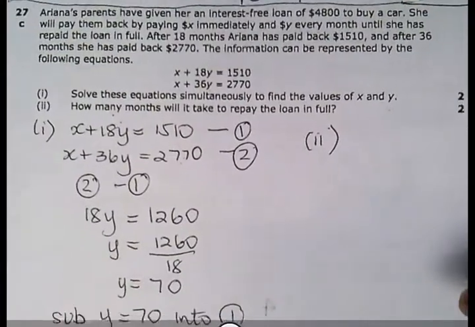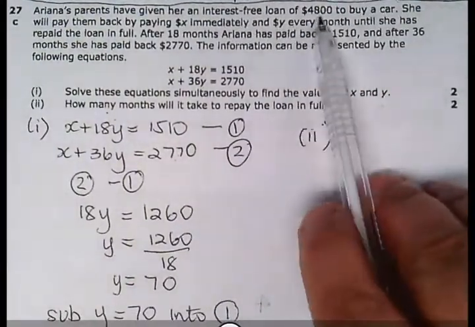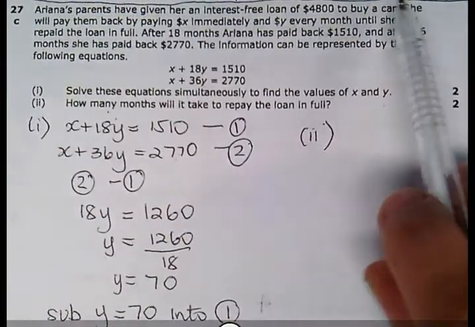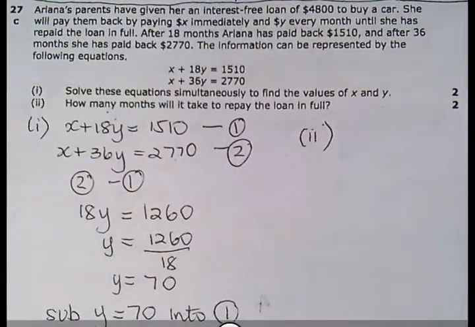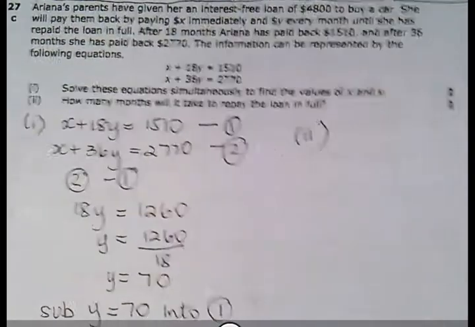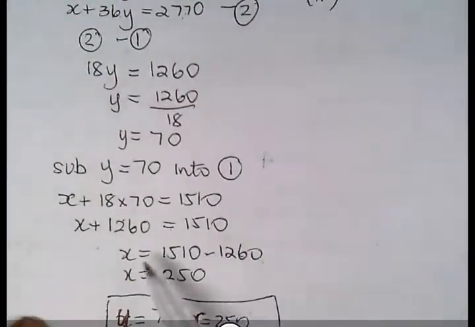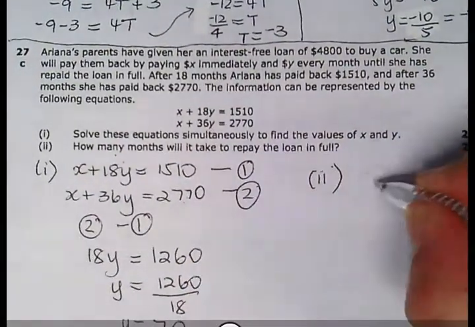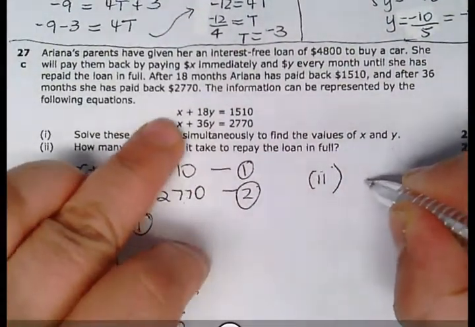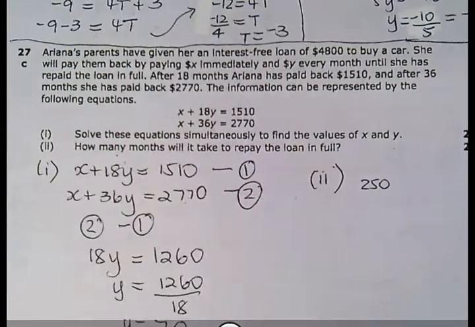So let's read the question again. It says that Ariana's parents have given her an interest-free loan of $4,800 to buy a car. So she's trying to pay off $4,800. She will pay them back by paying X dollars immediately. So we know that X is $250. So this is what she does. She pays back $250 immediately. Now I'm just going to look at this first equation just to show you what this is all about.